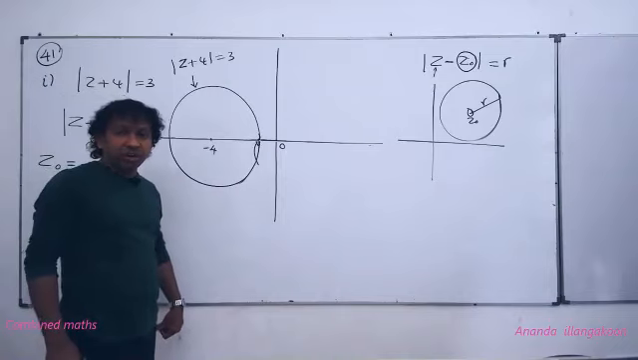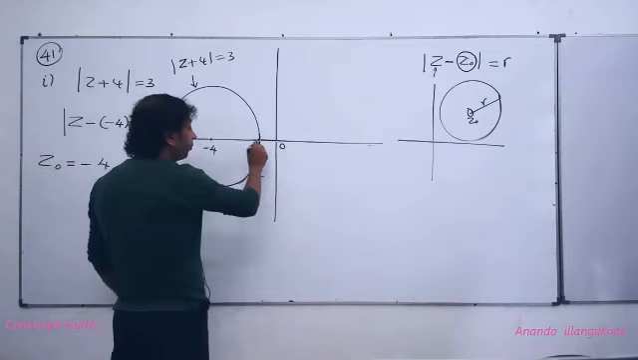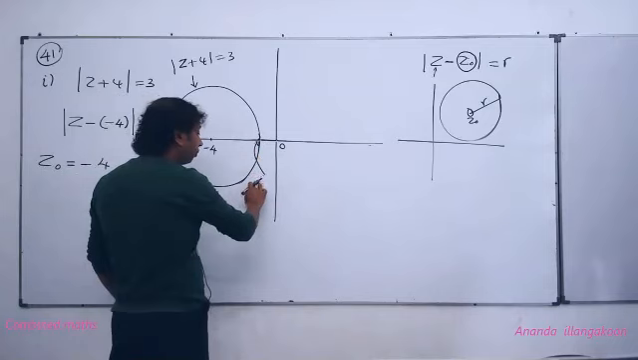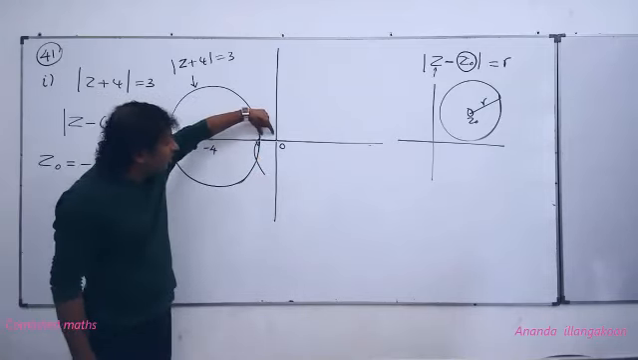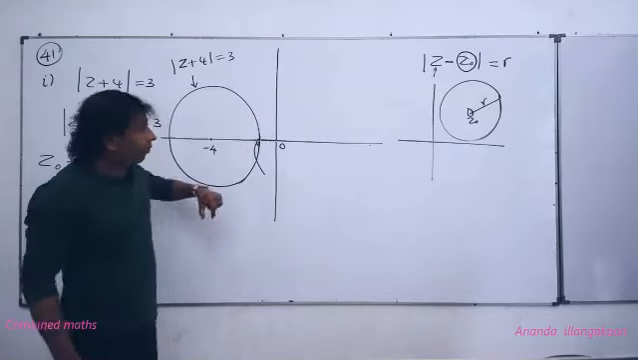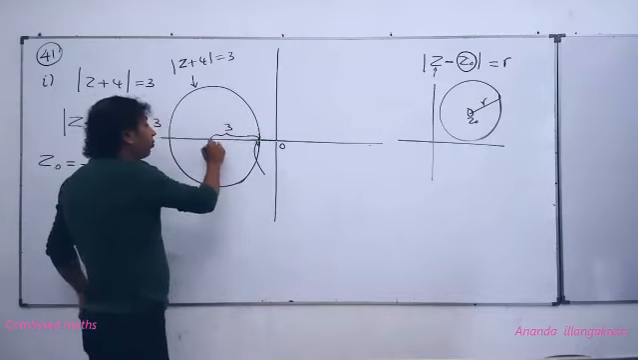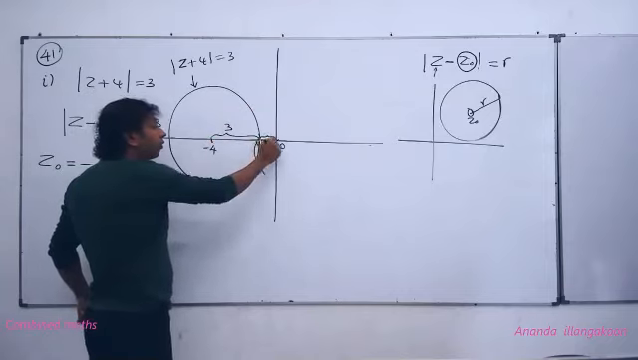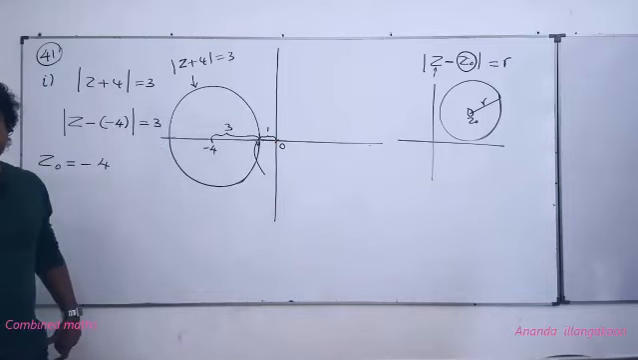The minimum modulus is therefore the length from here to here. This is a complex number having minimum modulus. The minimum modulus is this length. What is that length? The radius is 3, no? The length from here to here is 4. Then this is 1. Then the minimum modulus is 1.